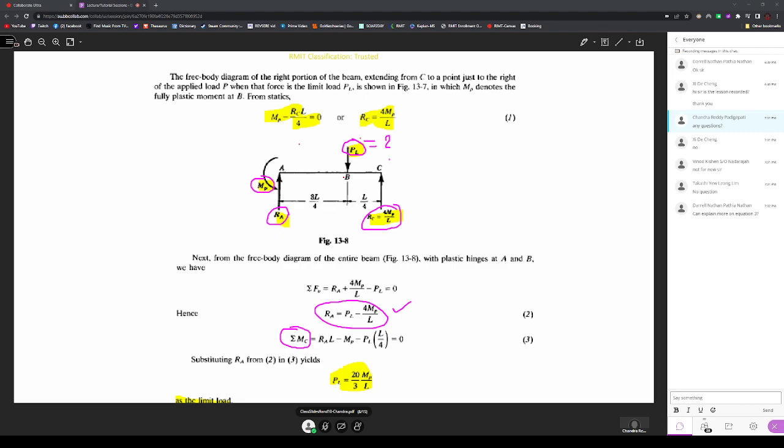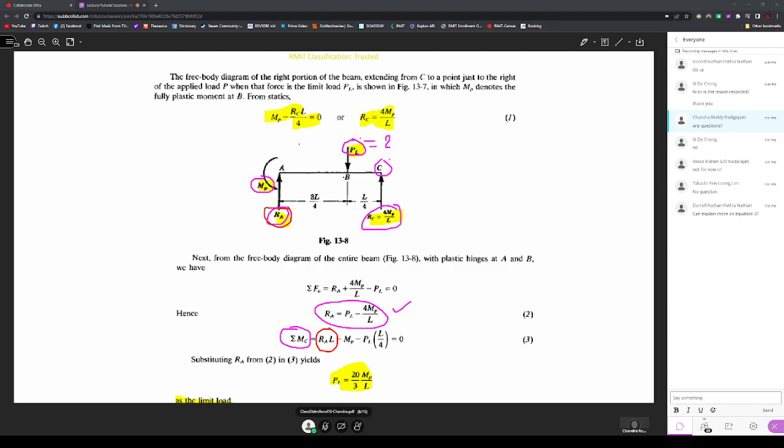Now we know the reactionary forces at A and C. When we sum the moments with respect to C equal to 0, because the equilibrium state still holds, we can write: moment is the force multiplied by the perpendicular distance. What is the moment due to RA? The moment due to RA is the force RA multiplied by the perpendicular distance to C, because we are calculating moments with respect to C. So we write RA into the length of the beam, that is L.